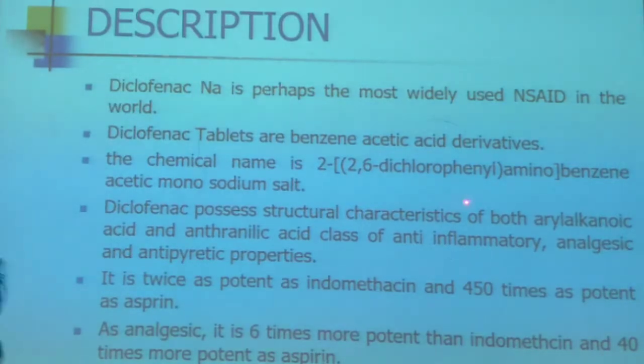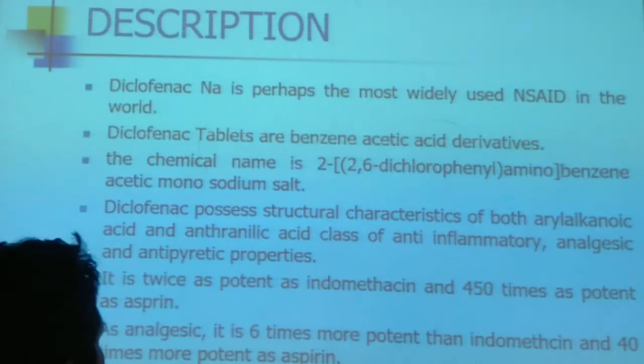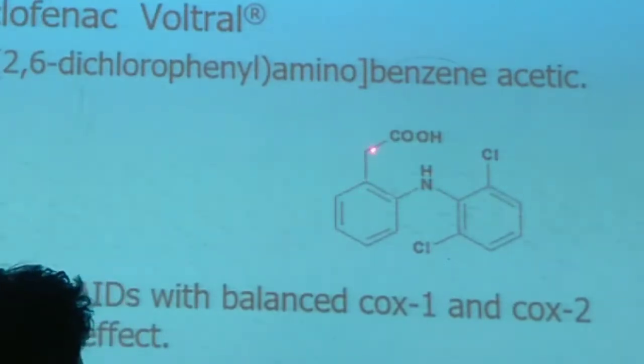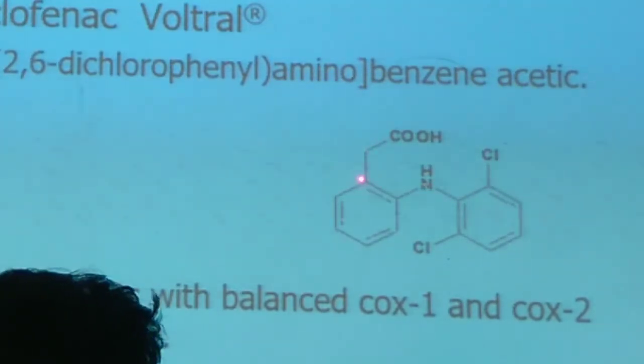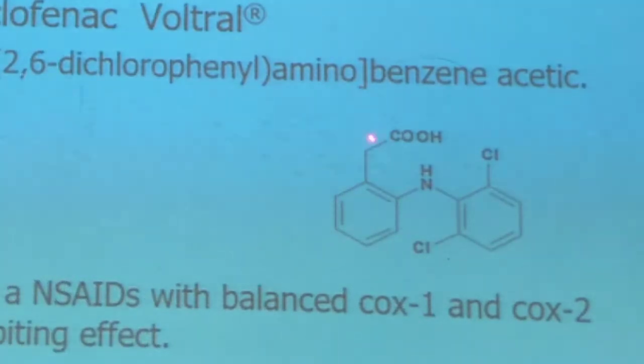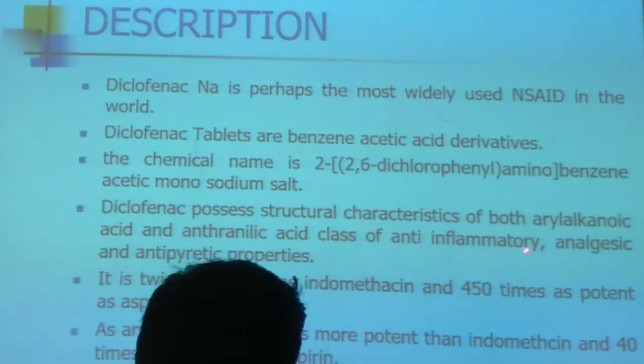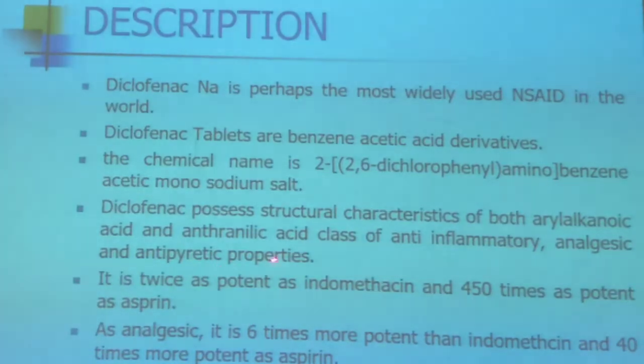Diclofenac possesses structural characteristics of both aryl alkanoic acid and anthranilic acid. In anthranilic acid, as you know, the carboxylic group is directly attached to the benzene ring, but here it is attached through a methylene group, though it still possesses some characteristics of the anthranilic acid derivative or aryl alkanoic acid group. Diclofenac possesses structural characteristics of both aryl alkanoic acid and anthranilic acid class, with anti-inflammatory, analgesic and antipyretic properties.